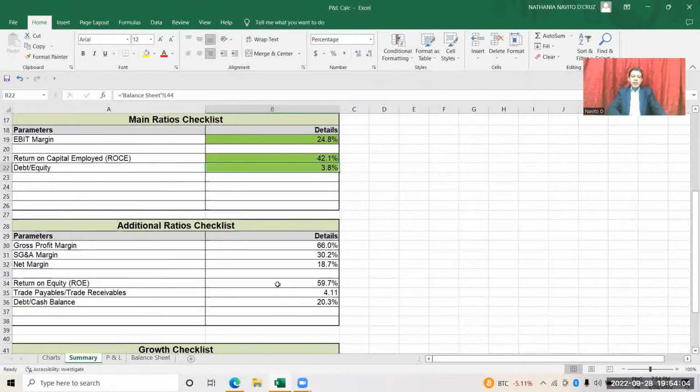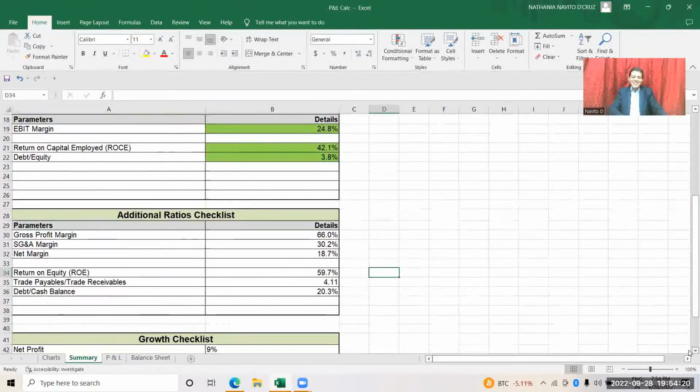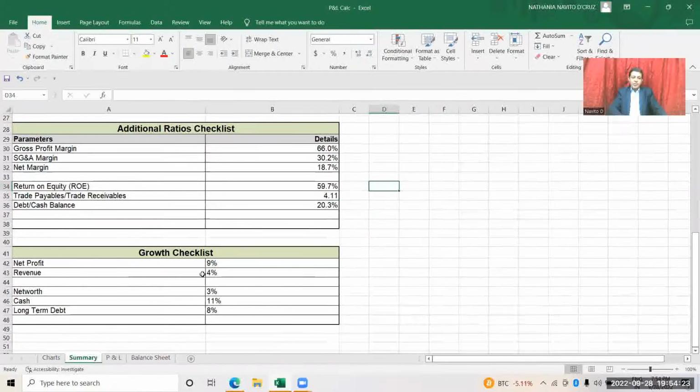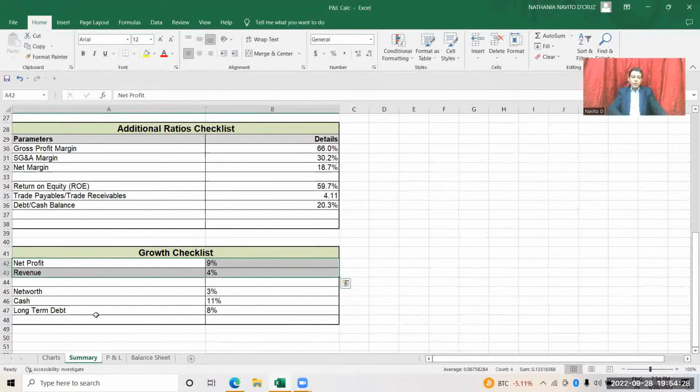And of course, there are additional ratios which I've calculated, which I can have a look at as I pick up companies. We don't know what ratio might trigger a bulb. Then finally, we have our growth checklist. In the growth checklist, I picked up net profit and revenue from the profit and loss statement. And then I've taken the growth of net worth of the company, that is our reserves and surplus, then the cash, how much cash it is growing, and the long-term debt the company is taking.